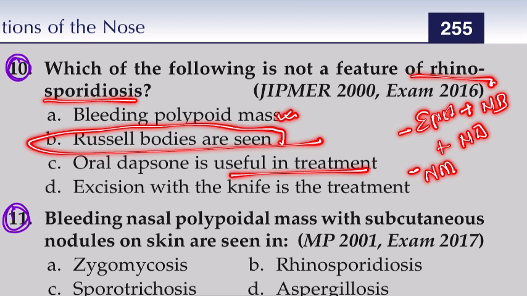Okay, it is used. Excision with knife is treatment. Now here surgery, okay, excision with a knife is done, right? So here the correct answer is: all are correct except option B.